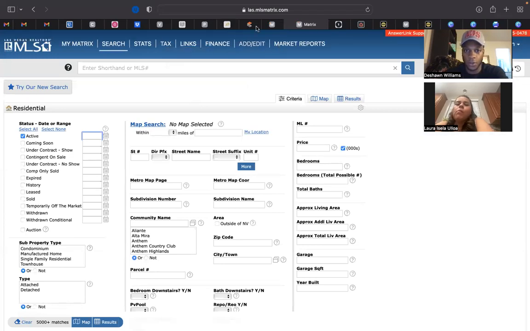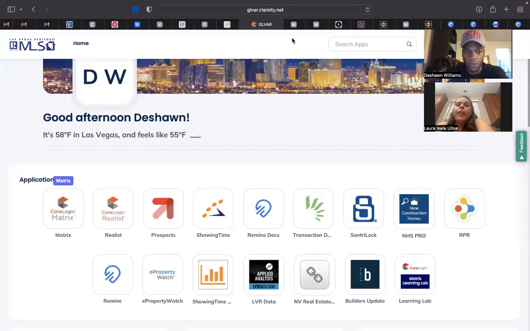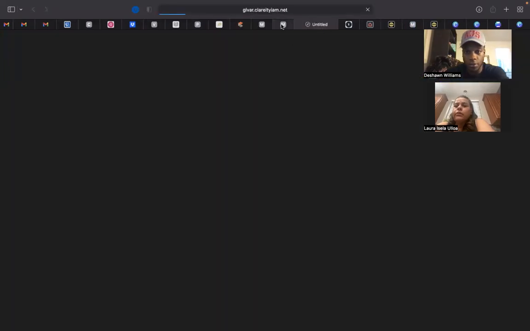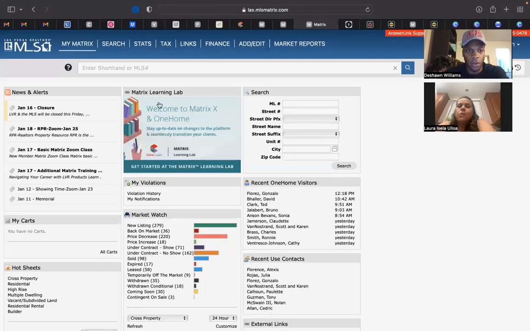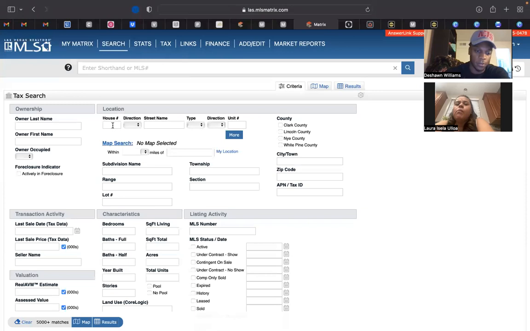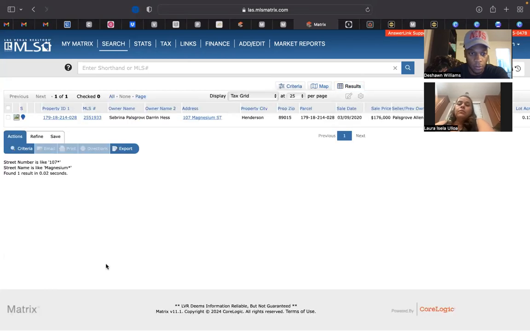So first thing we're going to do, we're going to want to open up two browsers to make it simple. Two browsers in the MLS. All right, so go ahead and go to tax search, type in the house number and street. Make sure there's no spaces before or after that will impact the result.